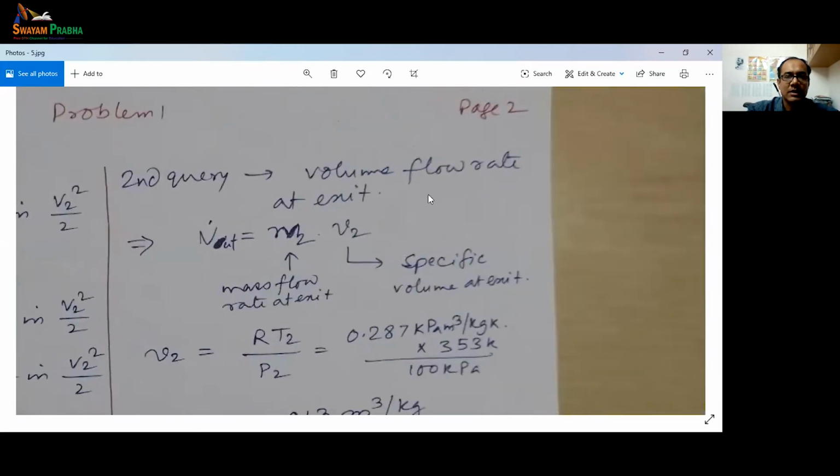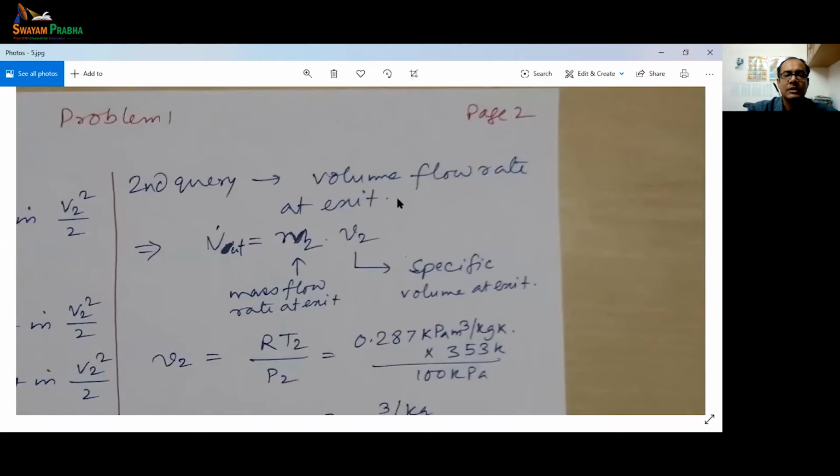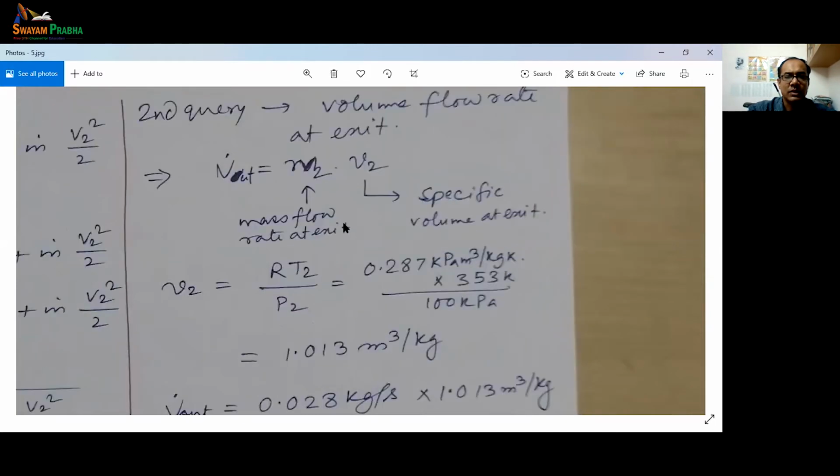Now the second one. The second query was: what is the volume flow rate at exit? Volume flow rate at exit means you have to know both the velocity as well as the mass flow rate. Volume flow rate at outlet is nothing but the mass flow rate into the specific volume at exit. This mass flow rate contains the velocity as well, but it will give you the volume flow rate when you multiply it with specific volume.